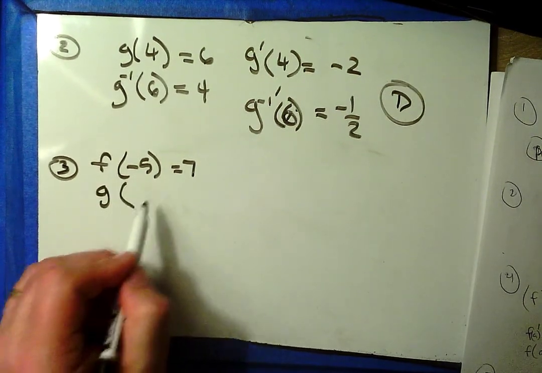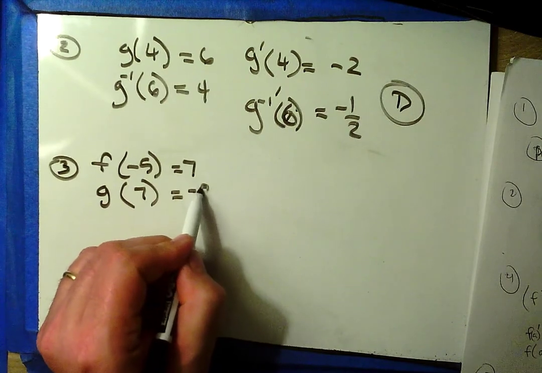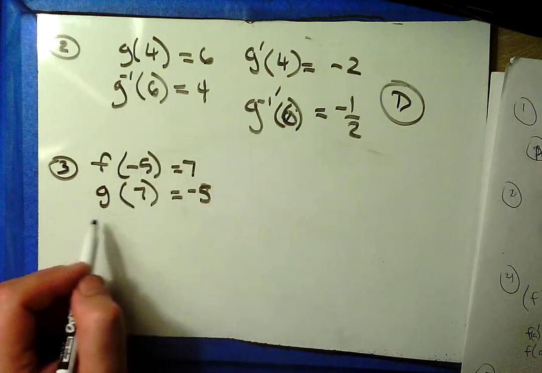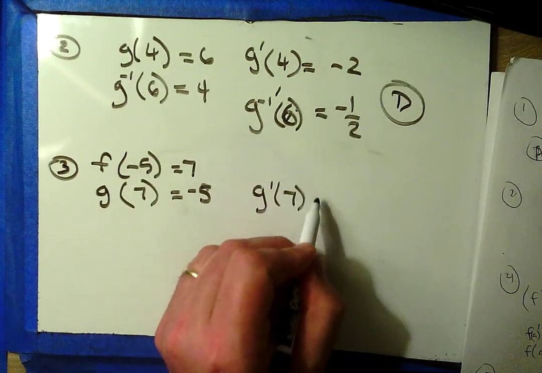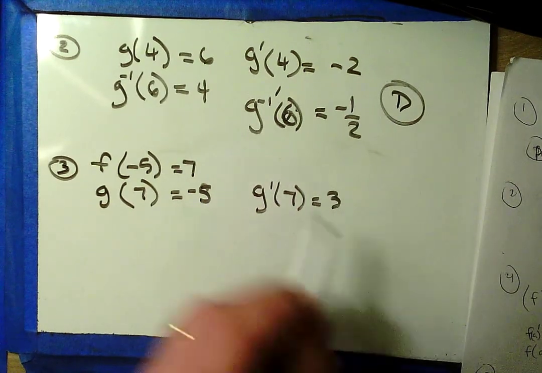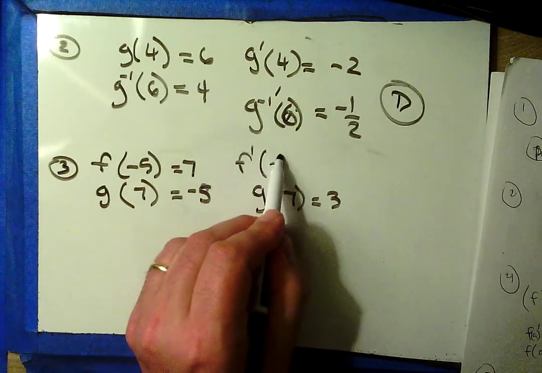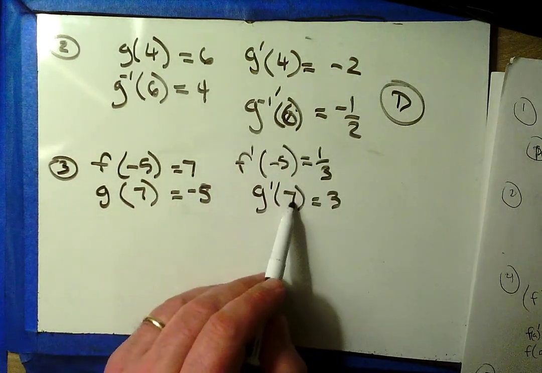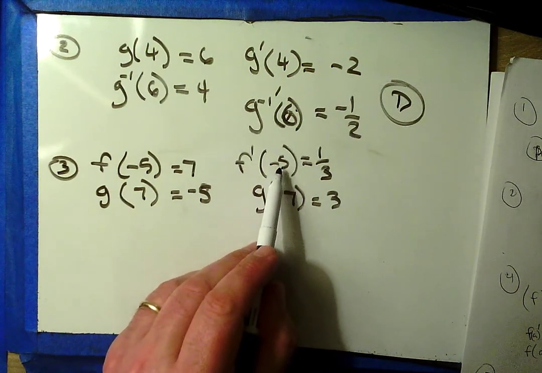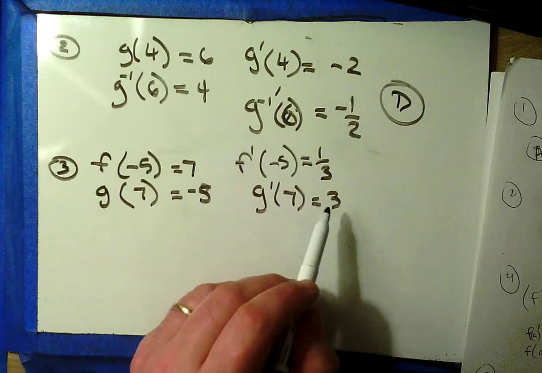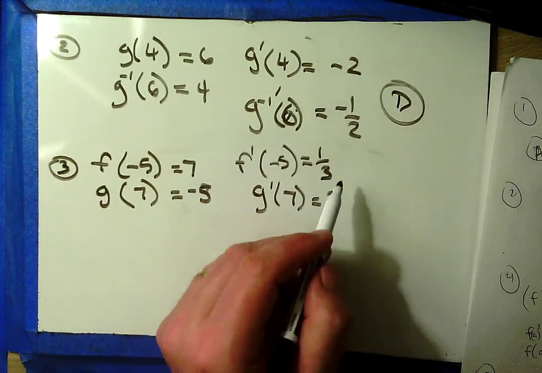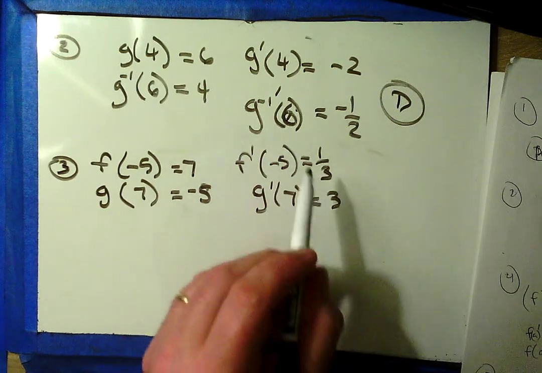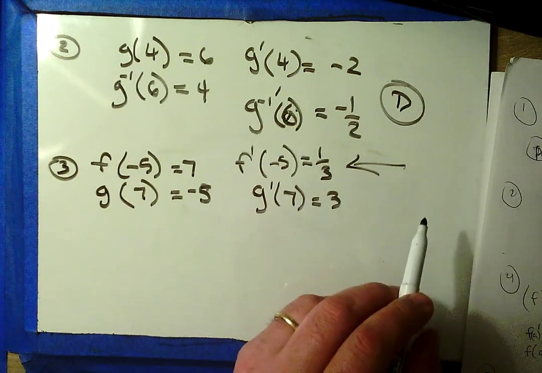So g of 7 equals negative 5. We know that g prime of 7 equals 3, and therefore f prime of negative 5 must be 1/3. So at not this point, but at the inverse point on the original function, we've got a reciprocal slope. So which of the following must be false? This is like problem number 1. Okay, so we know that it must be positive 1/3.